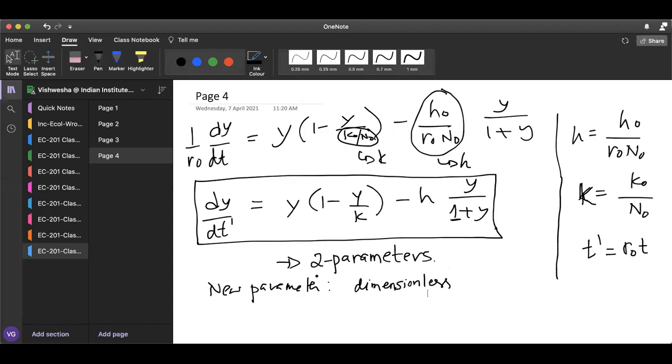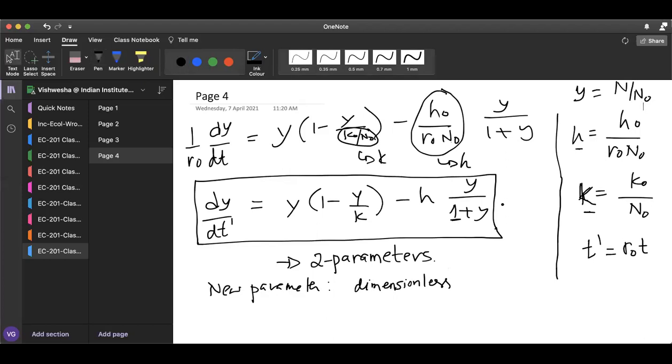That seems to be the case even here. So K is dimensionless, so is H now. And so is Y, because Y is divided by N, right? Remember Y itself was equal to N by N0.